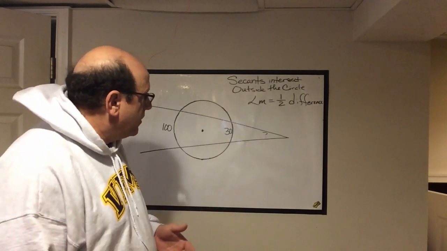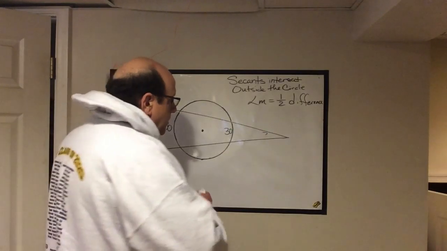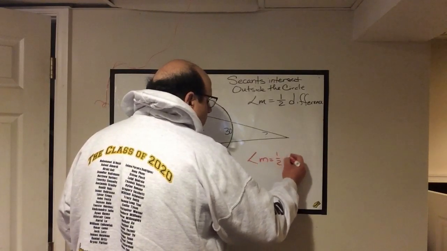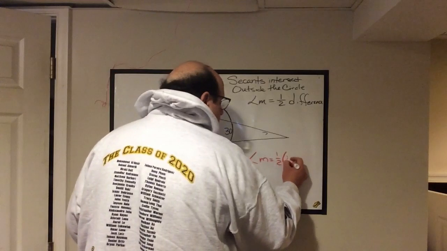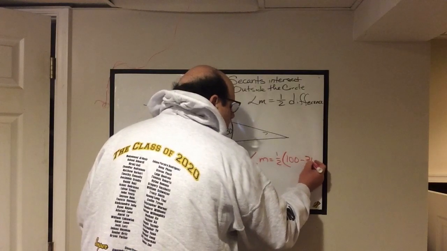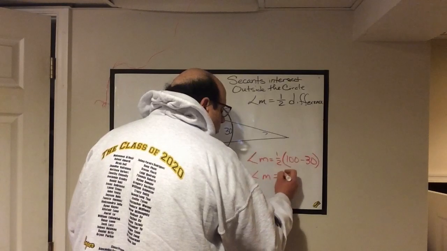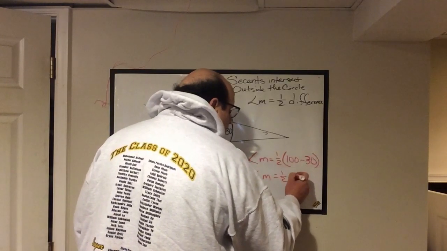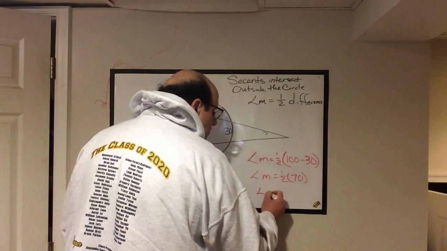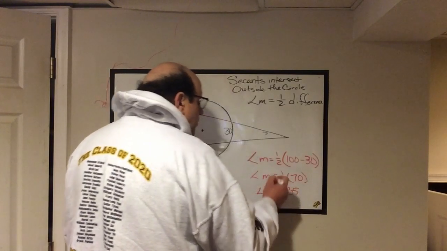I'm going to write it down here using this formula. I'm going to say that the measure of the angle is equal to 1/2 times 100 minus 30, and then I'm going to do some math. I'll rewrite: the measure of the angle equals 1/2 times 100 minus 30, which is 70. Then I'm going to take half of 70, and my math will be complete. The measure of that angle must be 35.